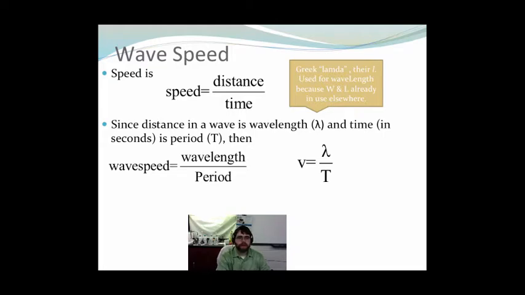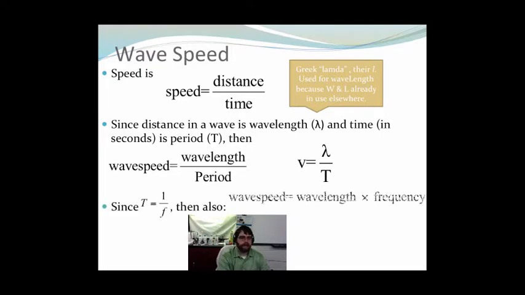I suppose direction maybe does matter, but anyway, we also know that since the period is equal to 1 over frequency, we could substitute frequency in for the period, and we end up with another formula: wave speed is equal to wavelength times frequency, or v equals lambda times f. Of course, both of these are speeds, and speeds are always measured in meters per second.